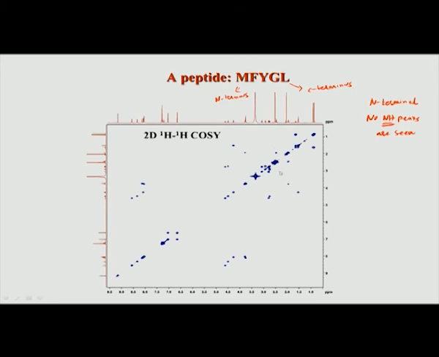The first experiment you would record is the 2D proton-proton COSY, and as we have seen, this experiment basically correlates two protons which are close to each other. In this peptide we will call this side the N terminus and this side the C terminus. This is typically the nomenclature or notation which is used in peptide or protein assignments.